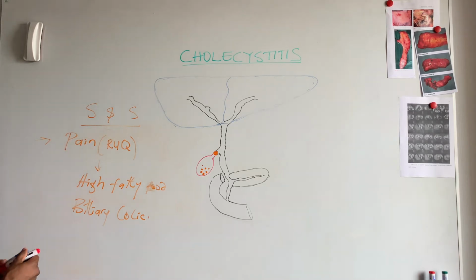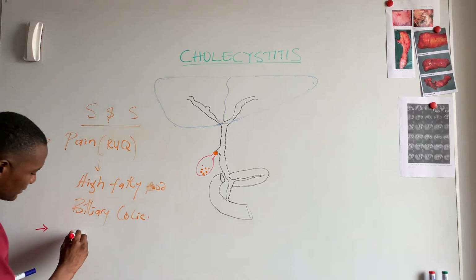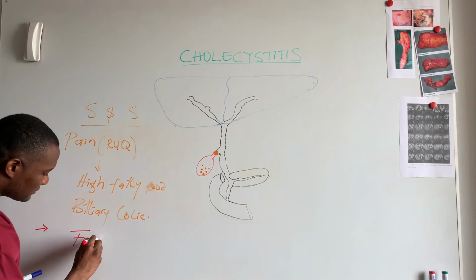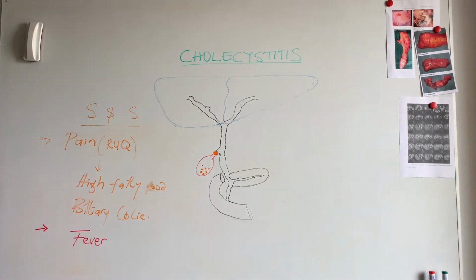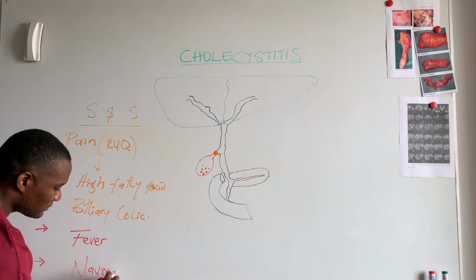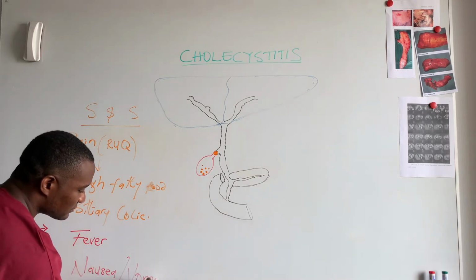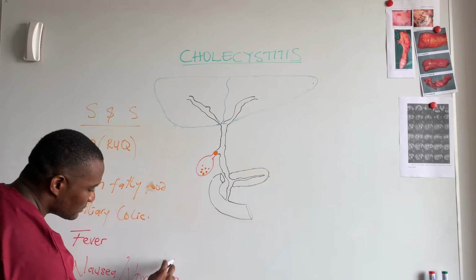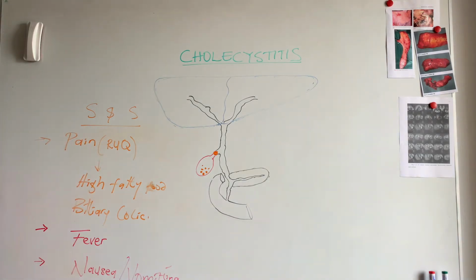What complaints can this patient present again? Next will be fever, so increase in body temperature. This might be subfebrile or febrile. It depends on the severity of inflammation. The next, this patient might complain of nausea and vomiting.